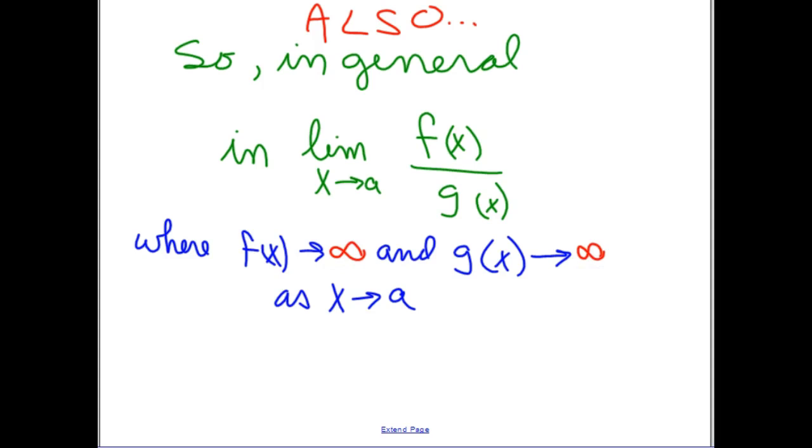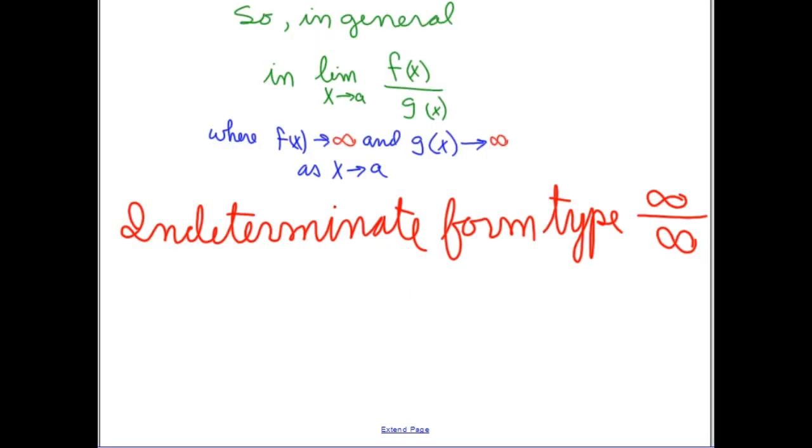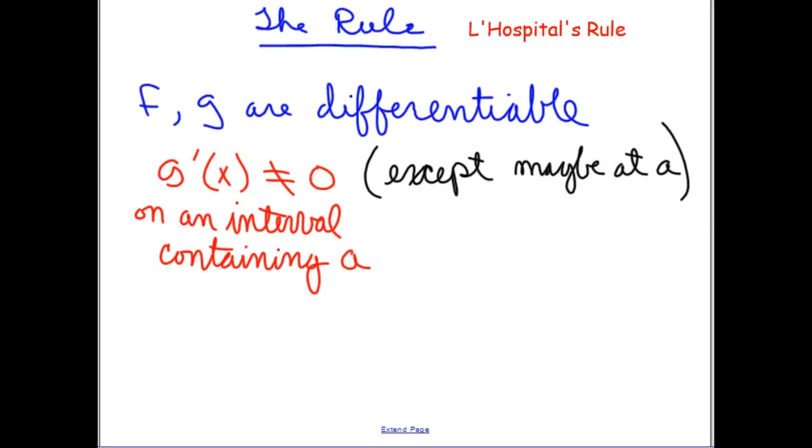So an example of that, and so again, indeterminate type, but this time infinity over infinity. So same phrase as before, but instead of being an indeterminate type of 0 over 0, it's an indeterminate type of infinity over infinity. And it may or may not exist. Okay, so here's actually L'Hopital's rule.